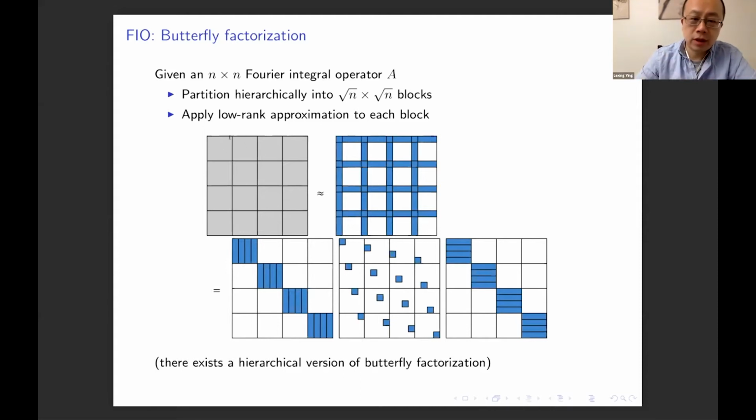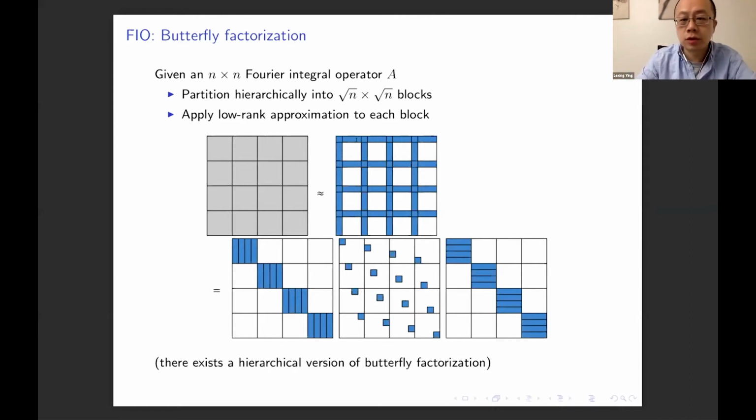Here I have a matrix of size 16 by 16 on the left-hand side. I partition it into 4 blocks. Each block is maybe of size 4 by 4. Then, as I said, each of these small blocks is itself numerically low rank. Therefore, I can write it as a product of a tall skinny matrix and a wide fat matrix.